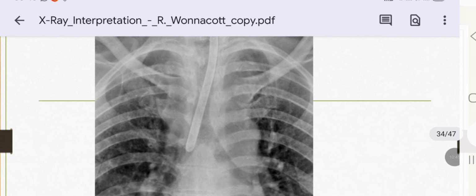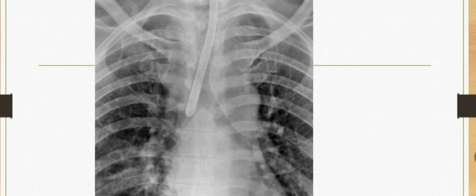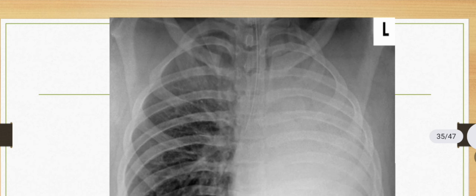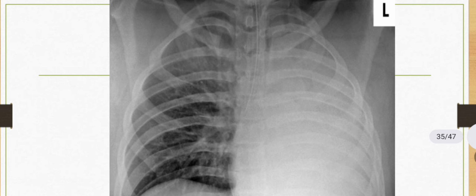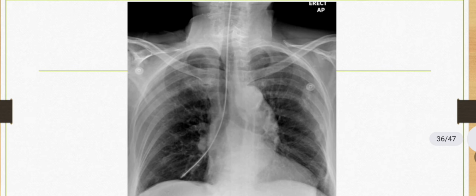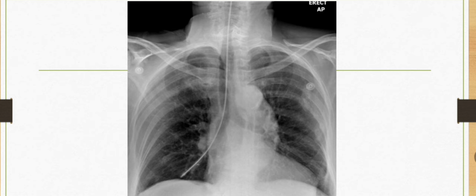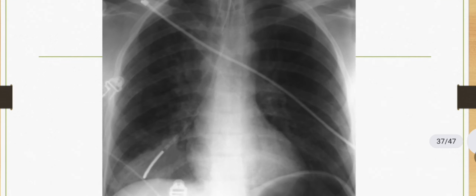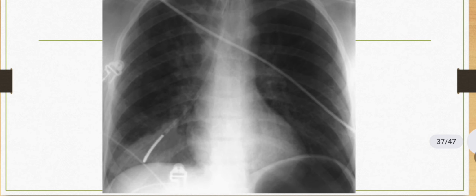This is another X-ray in which there are a lot of infiltrates, patches, consolidation, and an ETT is passed. This is another patient in which the left lung is completely collapsed, and the right lung is showing infiltrates. This is another lung in which a device is placed. This is another chest X-ray which also shows some devices placed.